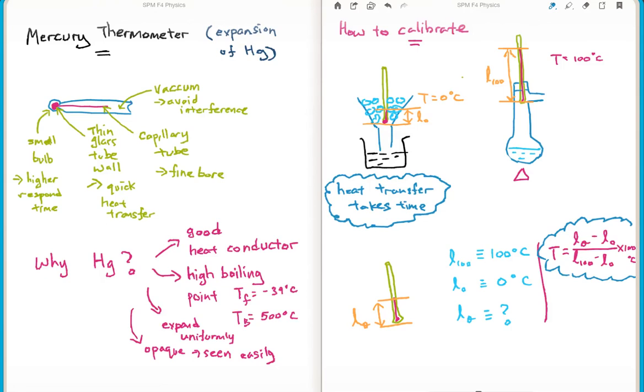Alright, so water is a very good tool for you to calibrate your thermometer. Okay, so that's all about the zeroth law of thermodynamics, heat in Form 4 SPM.